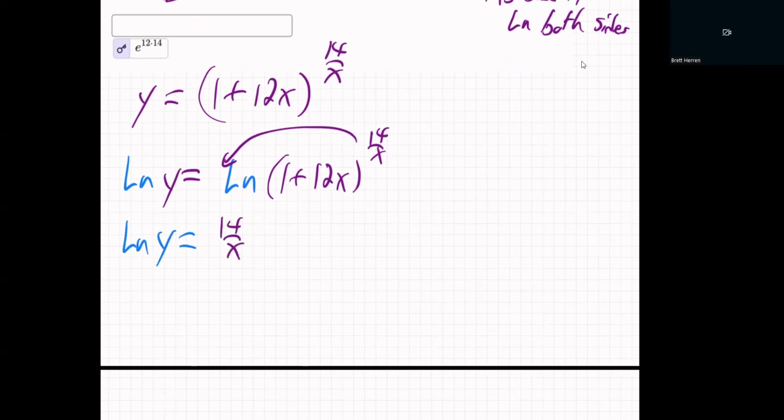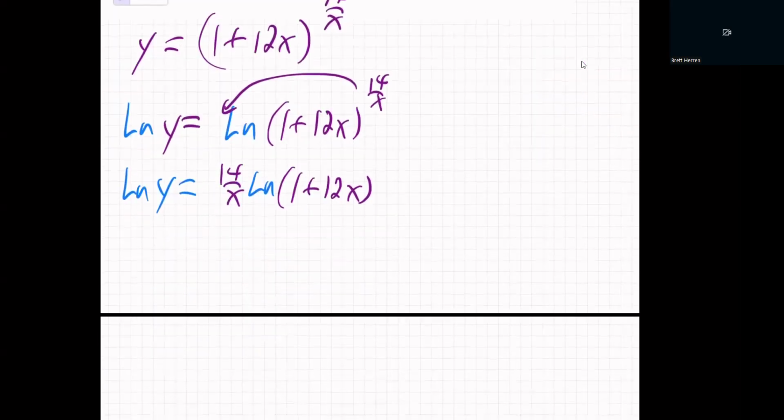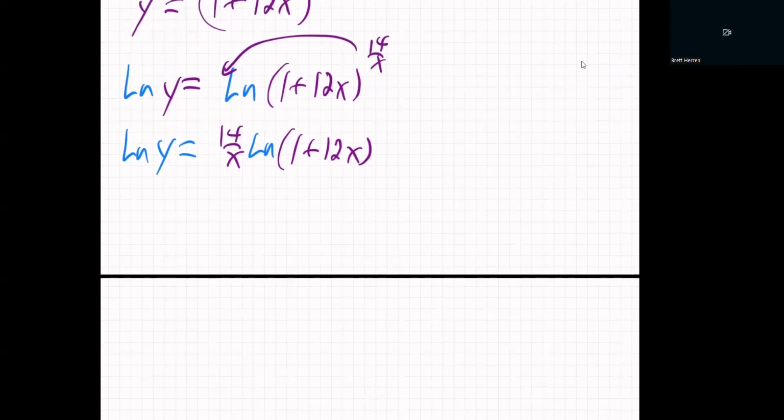14 over x times ln of 1 plus 12x. Okay. Now remember, don't forget, we're doing the limit, right? Limit as x goes to 0 from the right. So if I squeeze in that limit now, I'm going to take the limit as x goes to 0 from the right. If I put in a 0 there and a 0 there, what am I going to get?